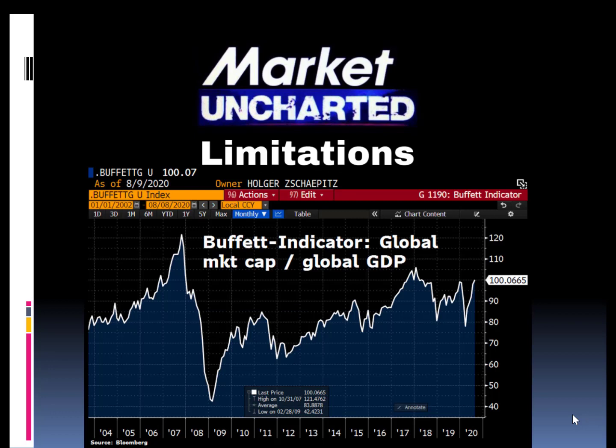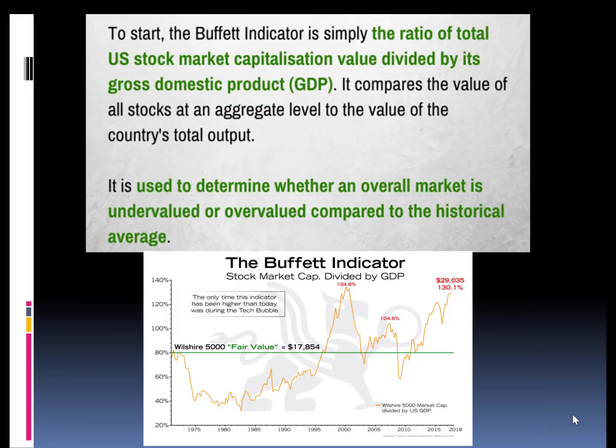In today's video we are going to talk about some limitations on the Buffett Indicator and why this is important. To start, the Buffett Indicator is simply the ratio of total US stock market capitalization value divided by its gross domestic product. It compares the value of all stocks at aggregate level to the value of the country's total output. It is used to determine whether an overall market is undervalued or overvalued compared to the historical average.